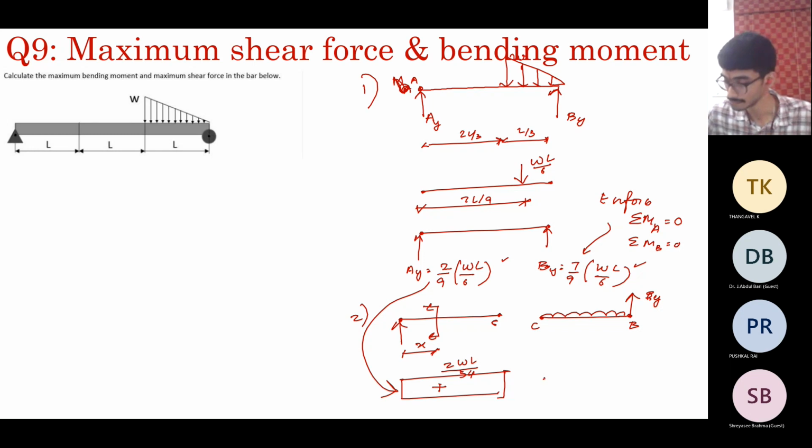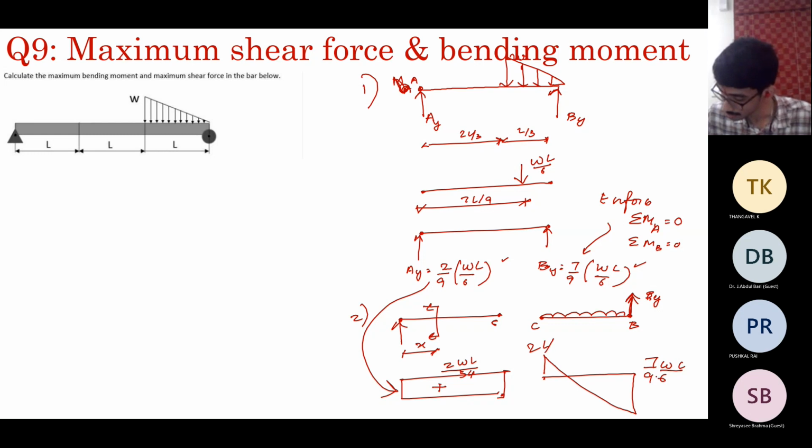And on the right hand side, you have a linearly varying force. So how much is By? It is 7 by 9 WL by 6. And this side, it is continuous at this point. There is no discontinuity. And this is a negative shear force. So here you have a minus. This is 2WL by 54. And this is 7WL by 54.